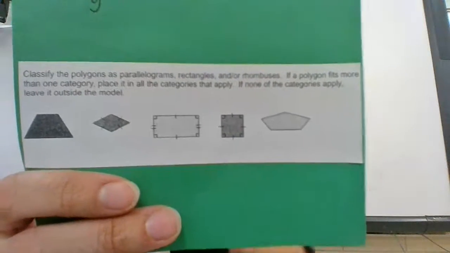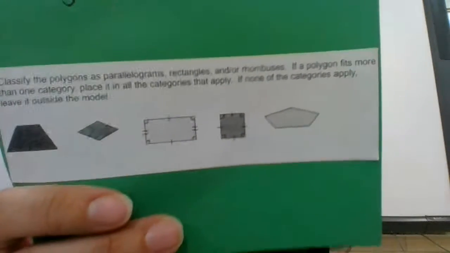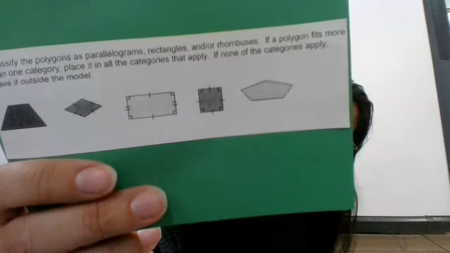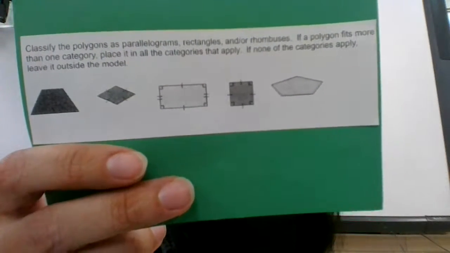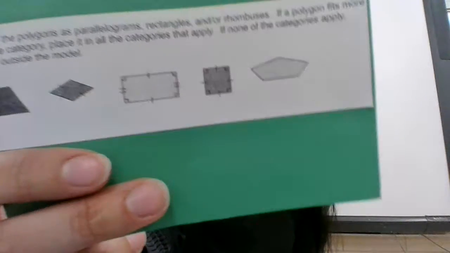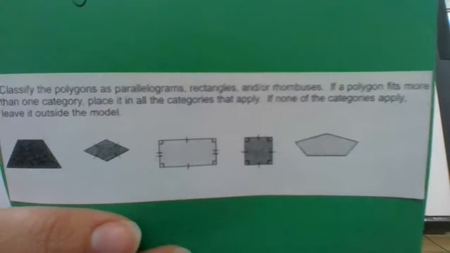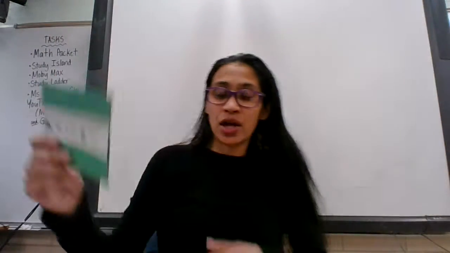Classify the polygons as parallelograms, rectangles, and/or rhombuses. If a polygon fits more than one category, place it in all the categories that apply. If none of the categories apply, leave it outside the model.